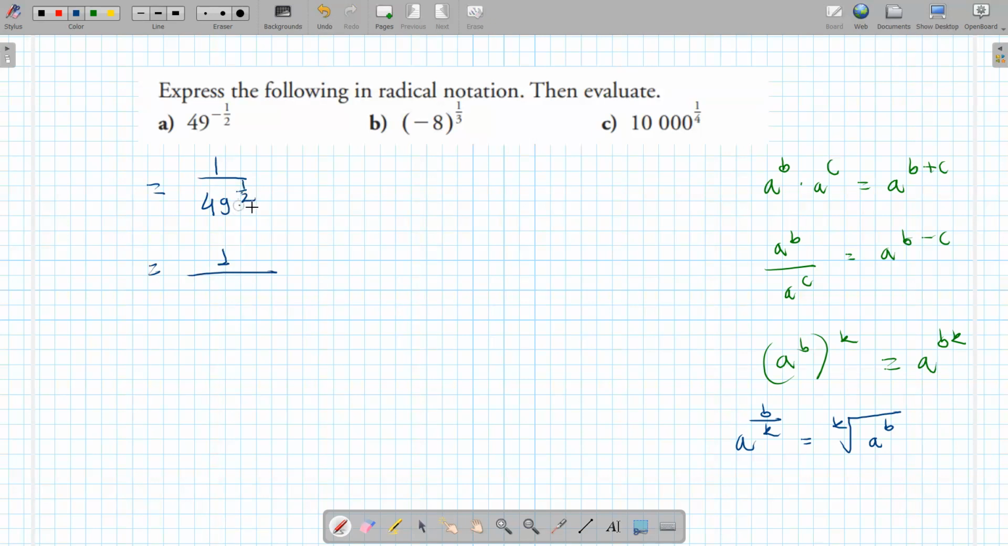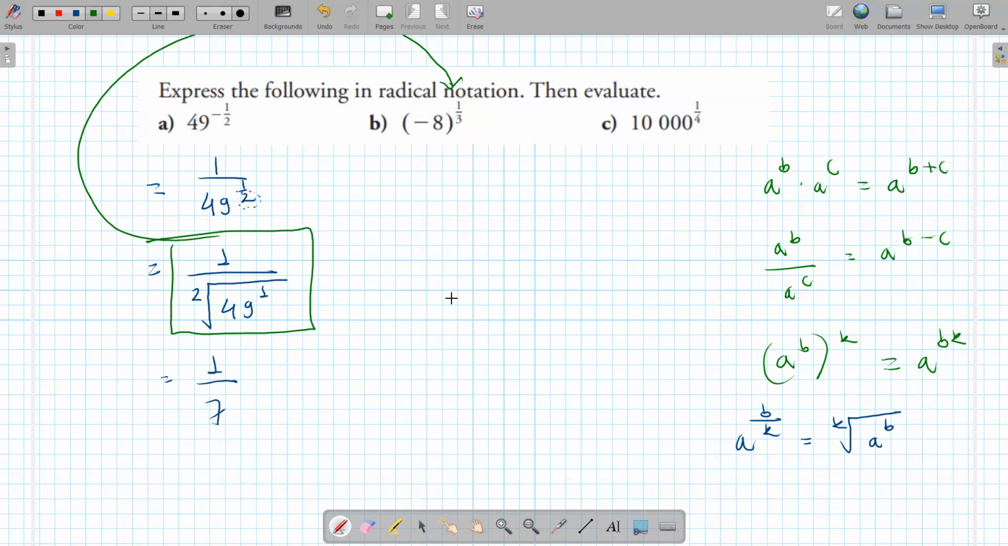Now what do we do? You see this 2? This becomes your root. Whatever is in the denominator is always going to become your root. So this becomes the second root, or the square root of 49 to the power of 1. What's the square root of 49 to the power of 1? 7. So the final answer is 1 over 7. This portion here is called the radical notation. This thing here is called the rational notation, or the exponential notation. Radical notation means you're going to have some form of root somewhere.